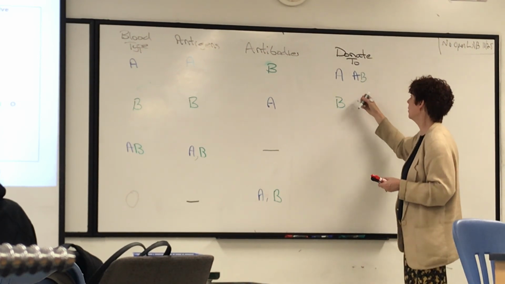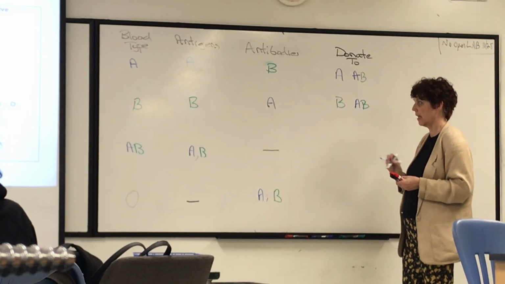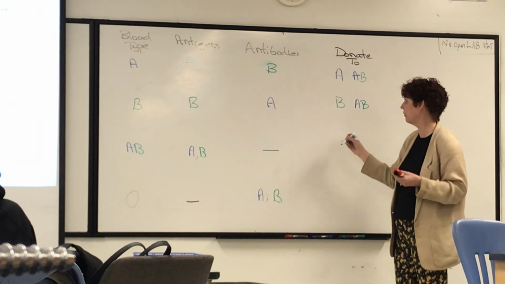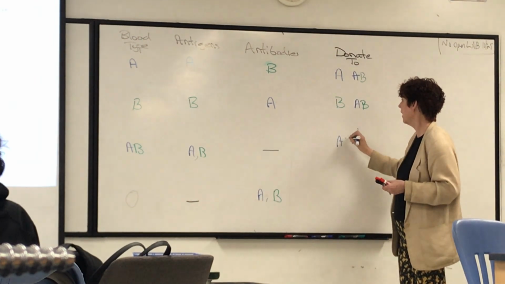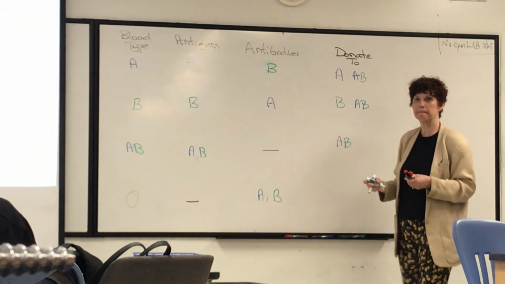So I can donate to AB. I can definitely donate to AB here, right? Because I'm donating to myself. I can donate to A and to B. Can I donate to A if I have AB blood?